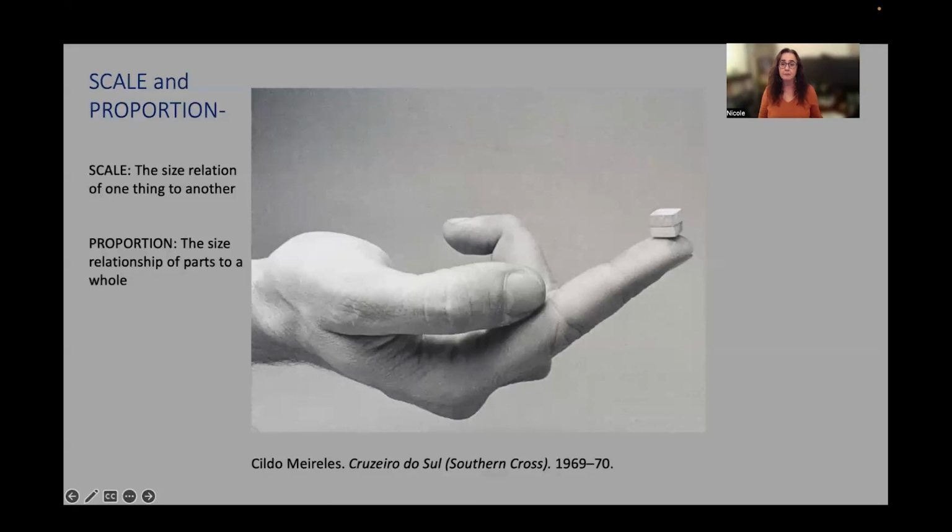How big will it be? How big of a painting? Will it be a miniature? Will it be a monument, right? We experience scale in relationship to our own size.